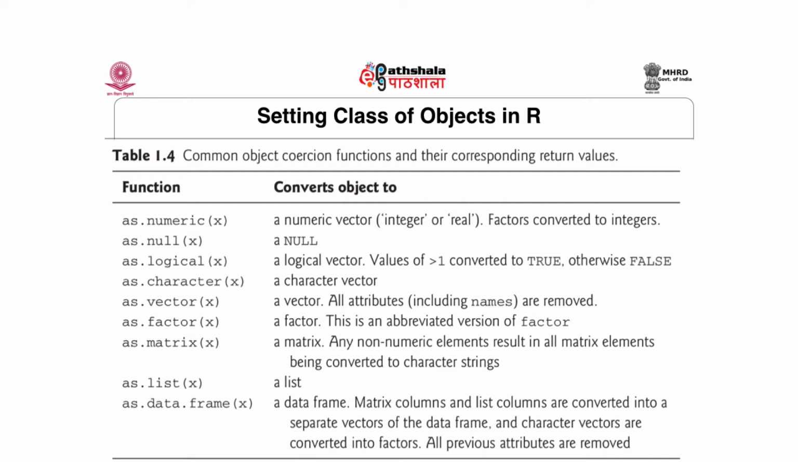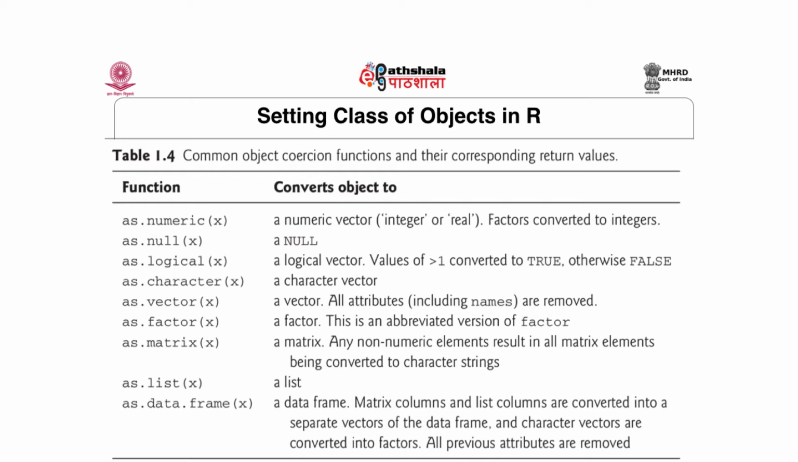If you want to do it as a logical vector, say for example, you convert x with as.logical, and you see that if x has a value greater than 1, that will be set to true, otherwise it's going to be set to false. You can also take x and set it to 1 and then convert that into a character vector. So as.character(x), and it's going to behave as a character vector. So we can do all of these things.